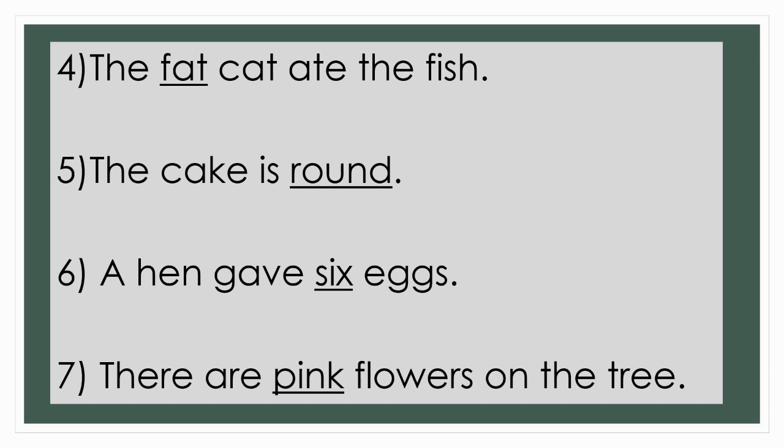The next sentence is the cake is round. Here the adjective is round as it is describing the noun cake. The next sentence is a hen gave 6 eggs. Here 6 is an adjective as it is telling us about the noun eggs.